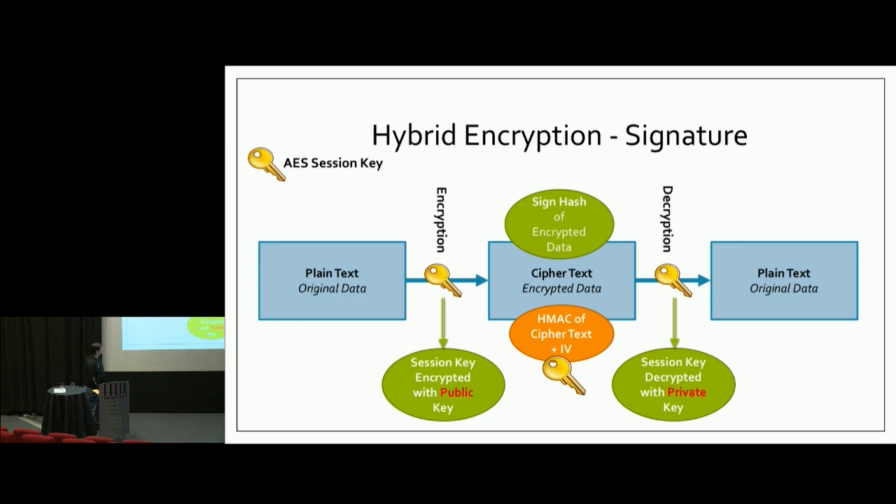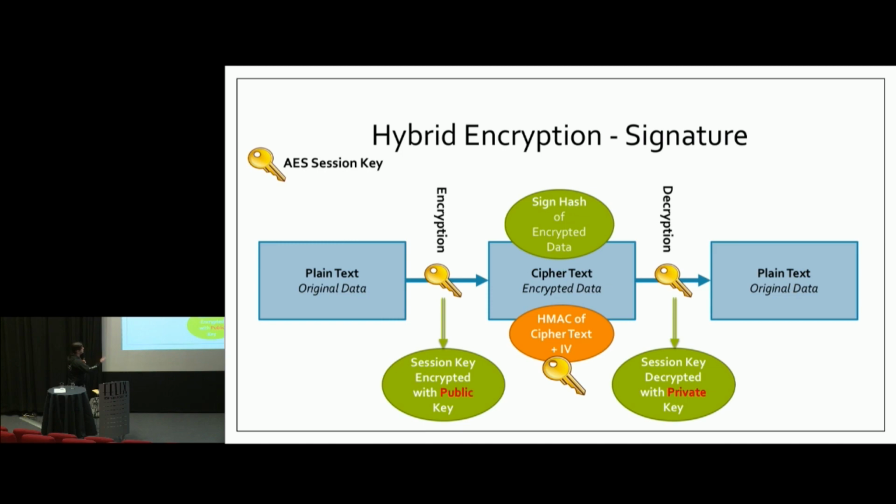But then the extra step is we create a digital signature of that HashMAC using our private key. So we've encrypted the key using the recipient's public key, because that's the encryption process with RSA. But to create the digital signature, I've used my private key.